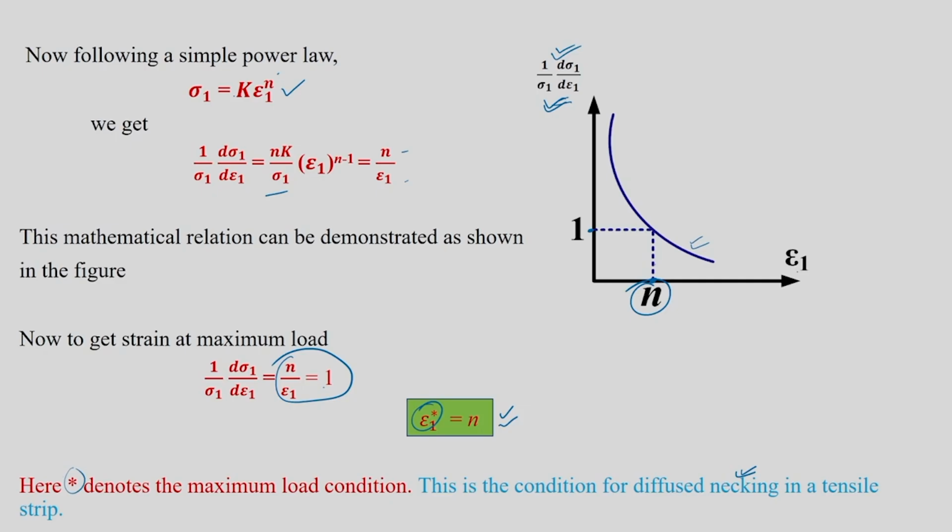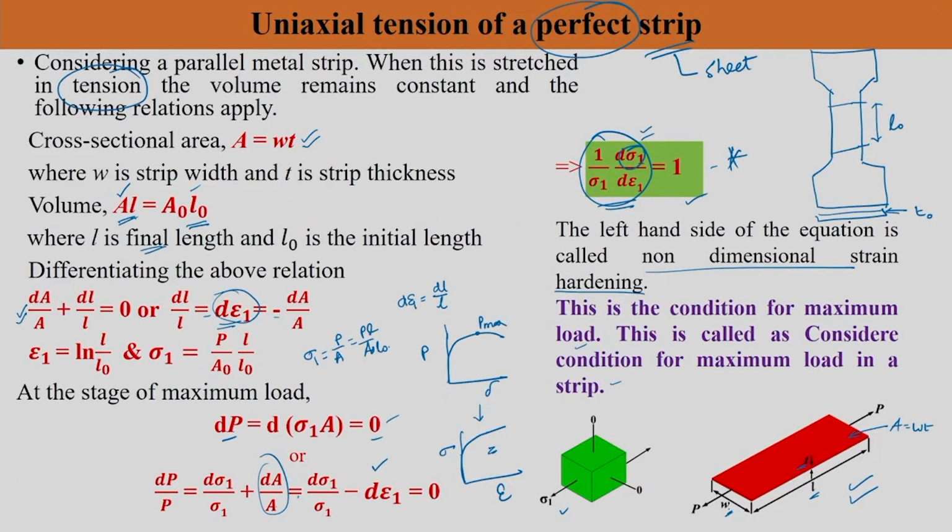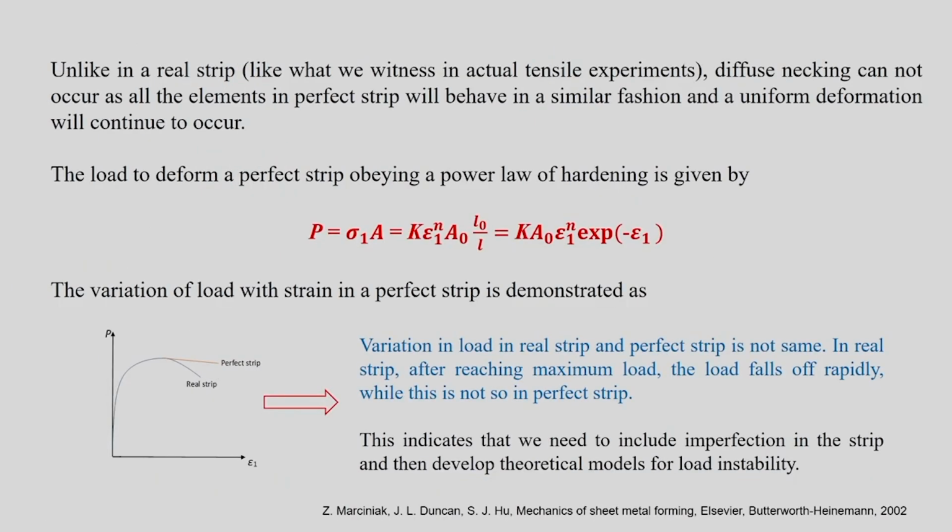Now we are going to introduce the term imperfect or perfect strip. We introduced a perfect strip here, isn't it? So what do you mean by perfect strip? Perfect strip basically means it is not a real strip. What do you mean by real strip? Real strip means a strip which you actually see in practice, like what we do in experiments, like tensile samples with a lot of heterogeneity in the material, geometric heterogeneity in the material. So that's a real sample.